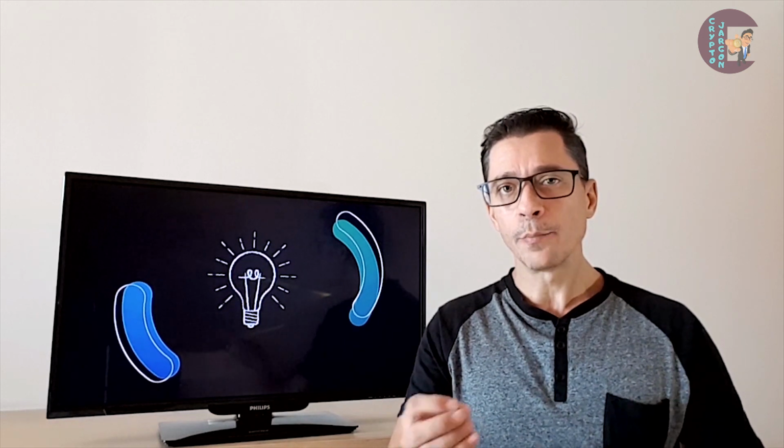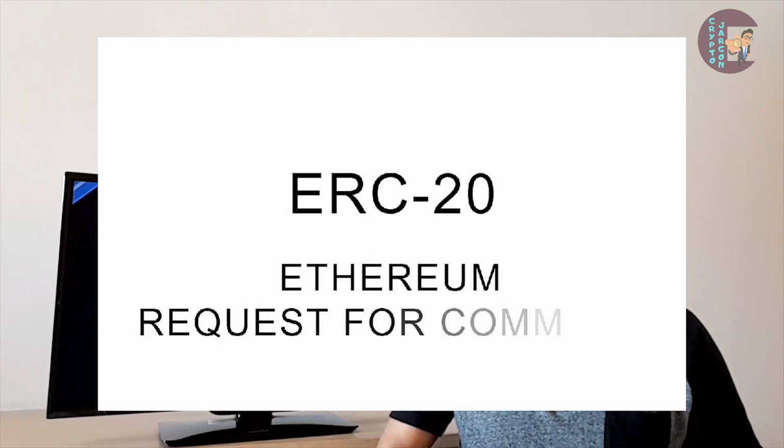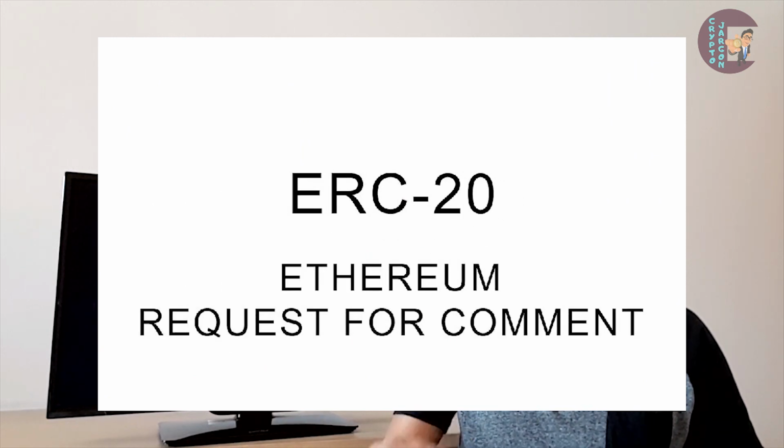Speaking about Ethereum, let's also take a look here at the most popular Ethereum token standard, ERC20. This is a technical standard for tokens built on the Ethereum blockchain platform via smart contracts. ERC stands for Ethereum Request for Comment, and 20 is the number that is assigned to that request.